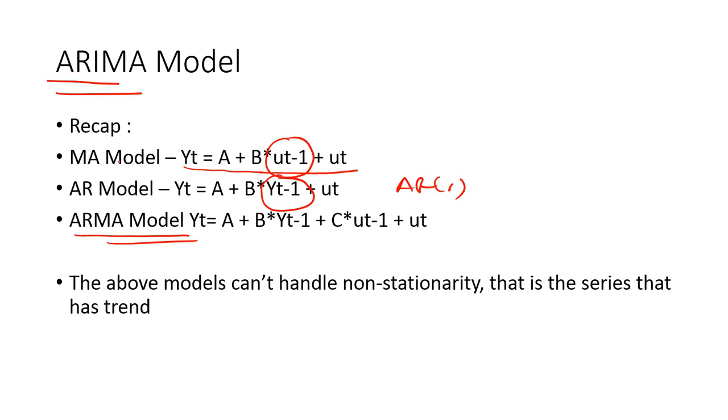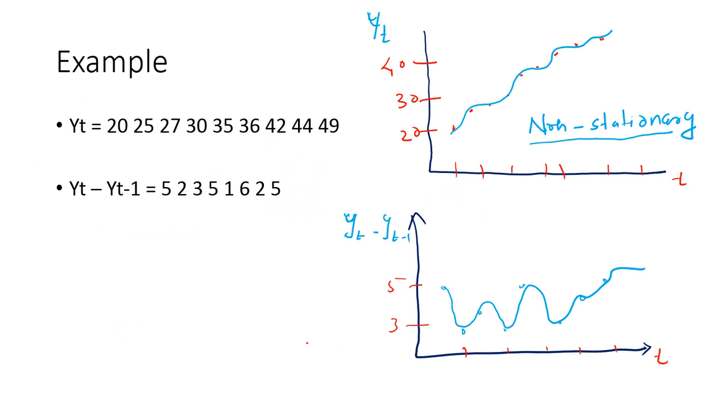The models that we have learned so far cannot handle non-stationarity, that is, a series which has a trend. A series with a trend is considered non-stationary, because its statistical properties are not constant over time. What are the properties? The mean, the variance, the autocorrelation, and so on. For a series to be stationary, these statistical properties like mean and variance have to be constant over time. Here is an example of a non-stationary series.